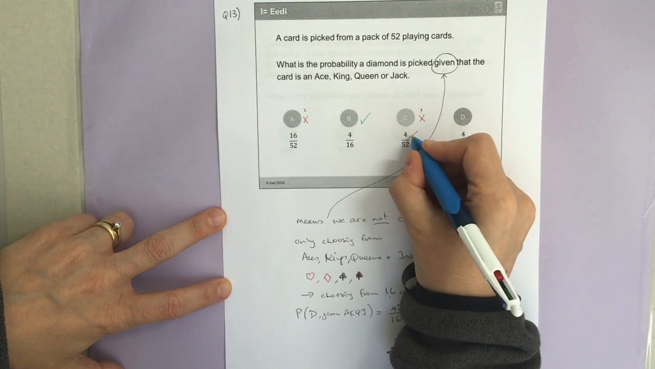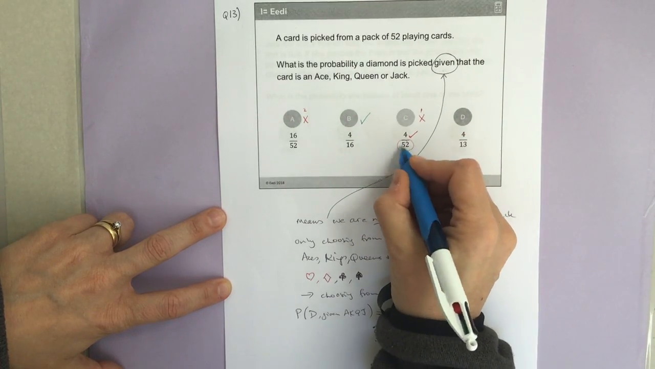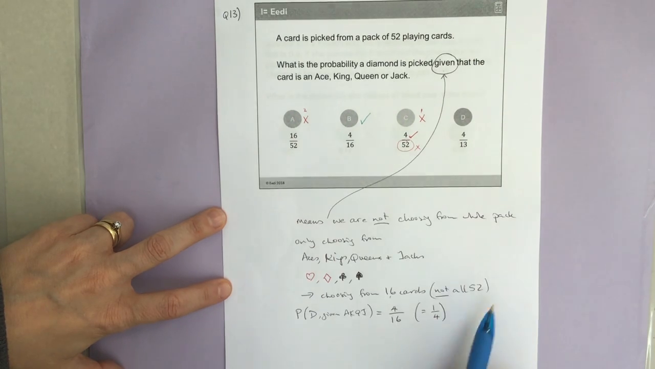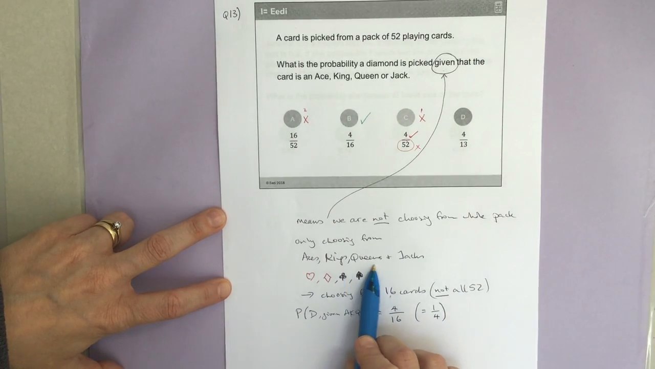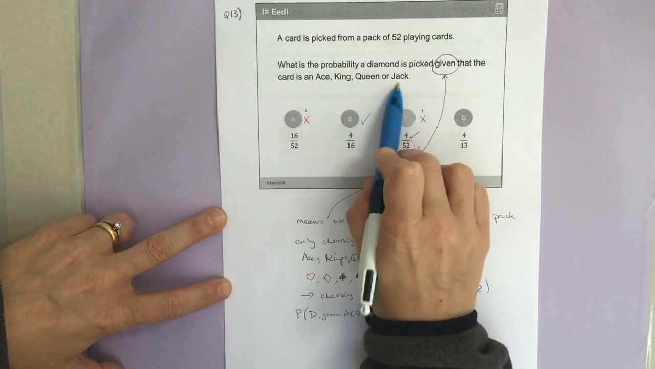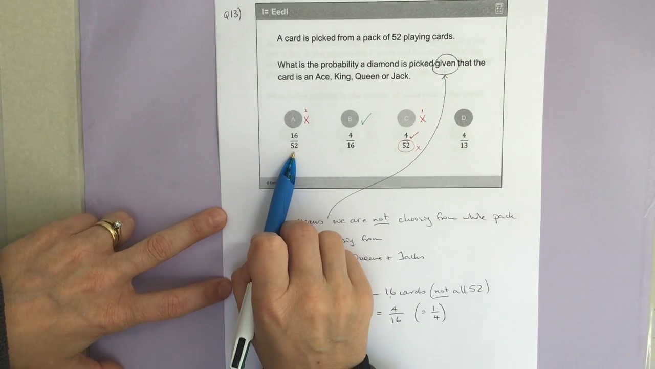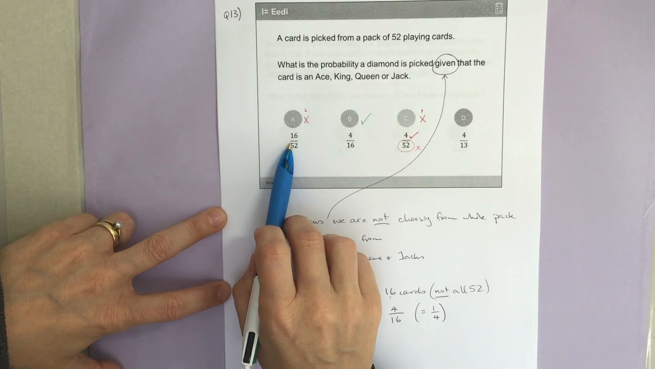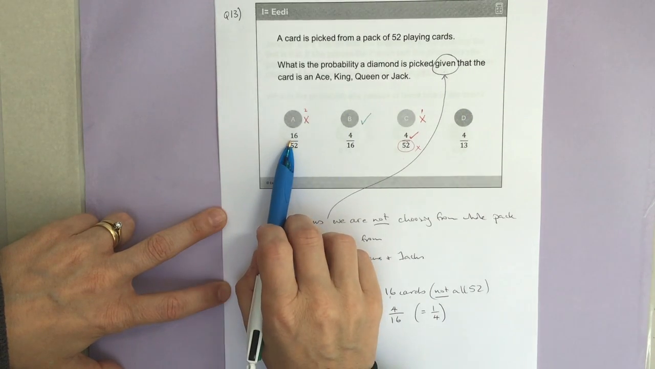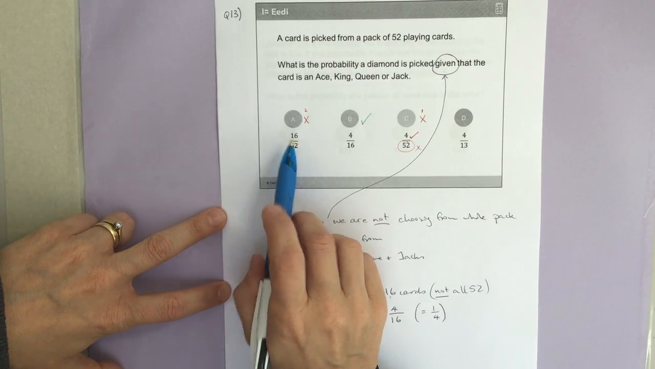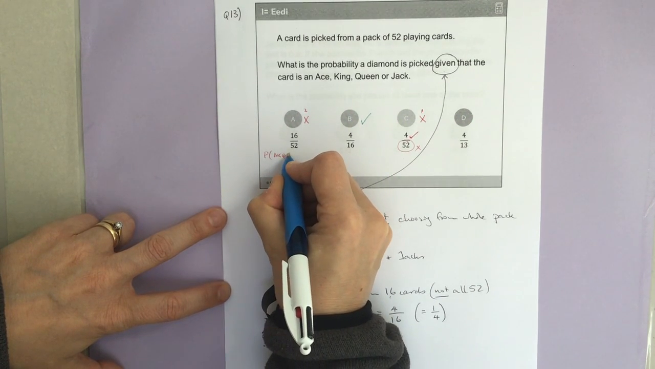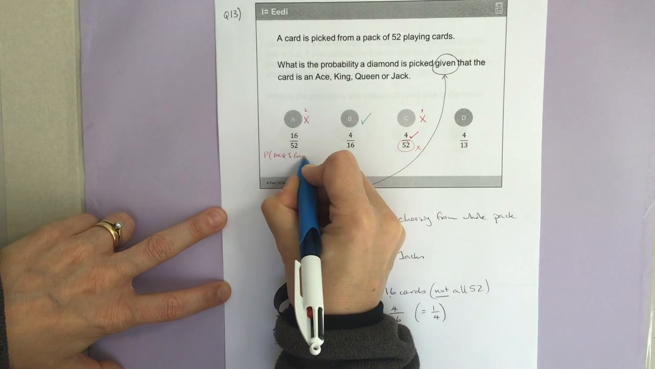So the 4 is correct there, but the 52 isn't, because it's not out of all the cards now. It's out of just the 16 cards that are ace, kings, queens, and jacks, because we're given that that's all we're choosing from. Okay, this one here, I'm not quite sure what's happened, but I think probably this is just ignoring the bit about diamonds, and it's not read the question properly perhaps, and this is the probability here. That works out to be the probability of an ace, king, queen, or jack from the whole pack.